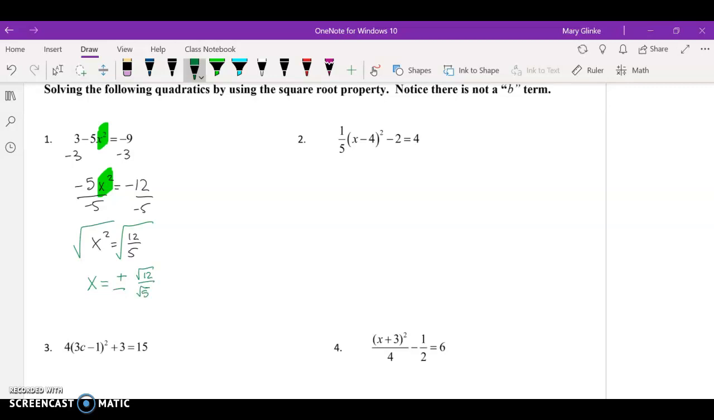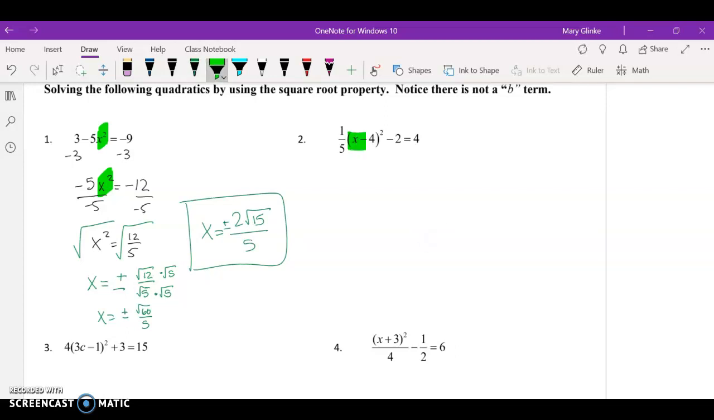And simplifying here, we have the square root of 12 over the square root of 5. We're going to use our rationalizing the denominator to get plus or minus the square root of 60 over 5. But 60 breaks down, and so we should end up with positive and negative 2 root 15 over 5 as our final answer.